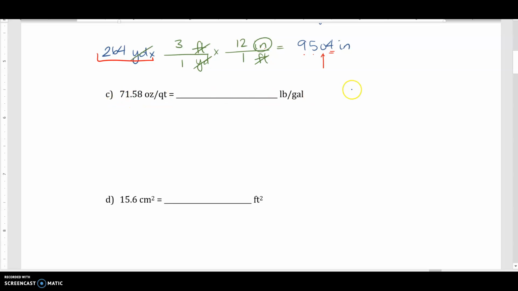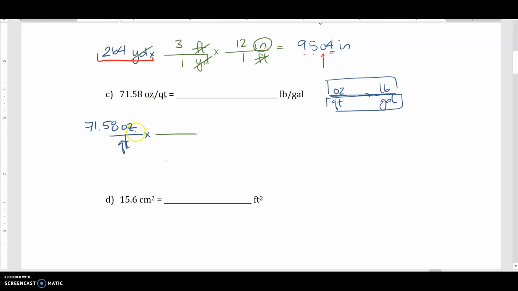Here I'm converting 71.58 ounces per quart to pounds per gallon. So I have 2 conversions to do again. I want to get ounces to pounds in the numerator and quarts to gallons in the denominator. I'll start with the one I'm given. And I'll start by converting the ounces to pounds. You could put these conversion factors in either order.